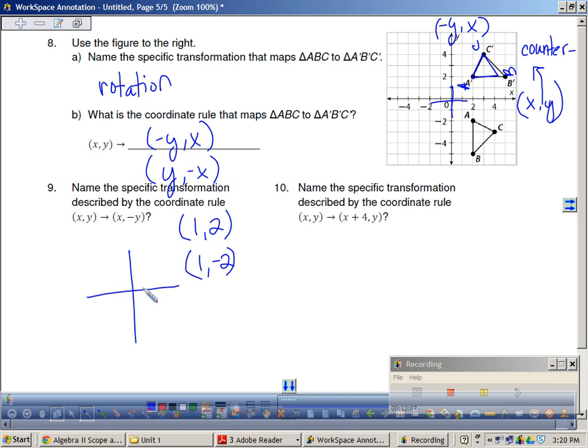Well, here's 1, 2, right here. And here's 1, negative 2. What happens? Well, here, we'll put a line with it. What happened when I went from here to here? Reflection over the x. Reflect over x. When you reflect over x, x stays the same and the y changes. When you reflect over y, the y stays the same and the x changes.